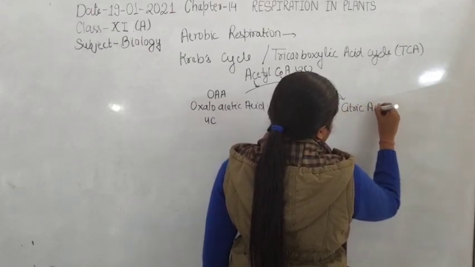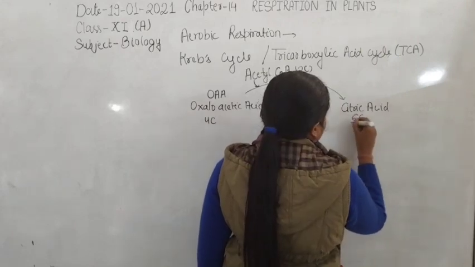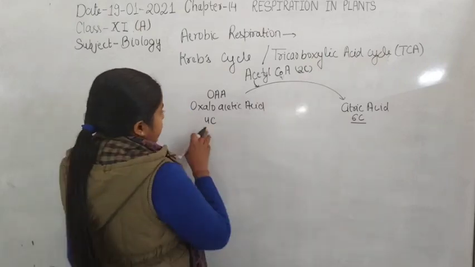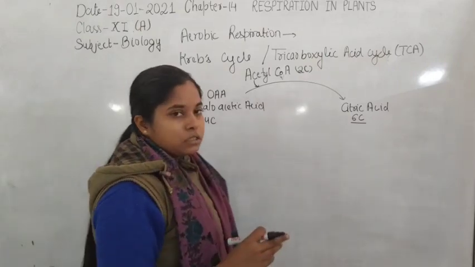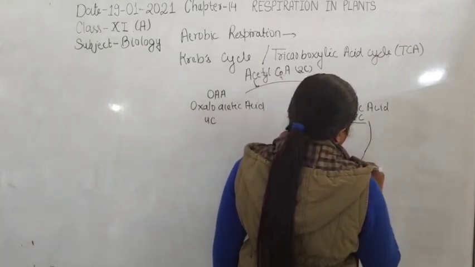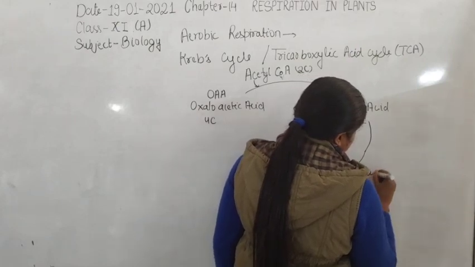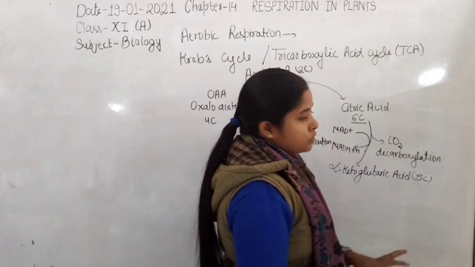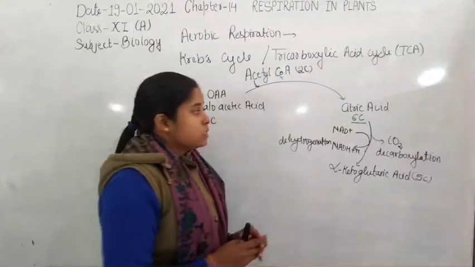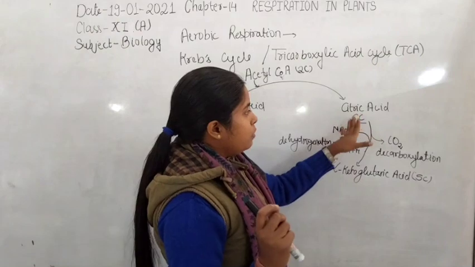Citric acid is a 6 carbon containing molecule, made of the 2 carbons of acetyl coenzyme A and the 4 carbons of oxaloacetic acid. Now citric acid is converted into alpha ketoglutaric acid. After the decarboxylation process, there is also a dehydrogenation process. Both take place in the formation of alpha ketoglutaric acid from citric acid.